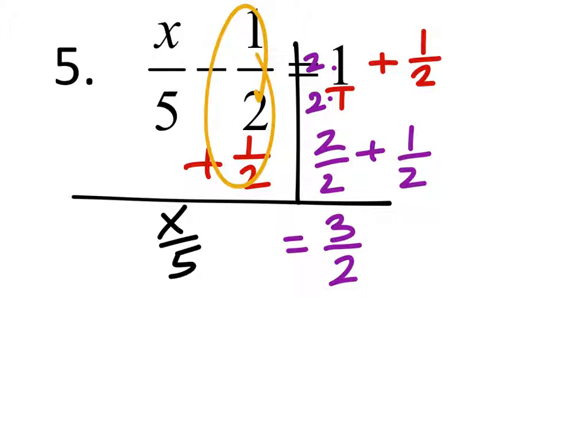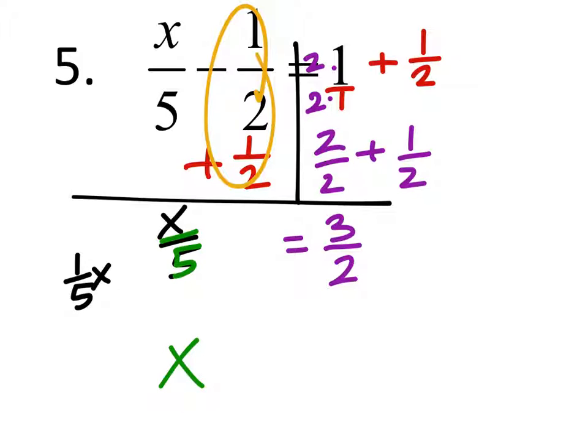If it helps you, you can write x over 5 as 1/5 x. But whether that's necessary or not, here's what I'm going to do. So I have this divide by 5 right here. I don't want divide by 5. I just want x, okay?